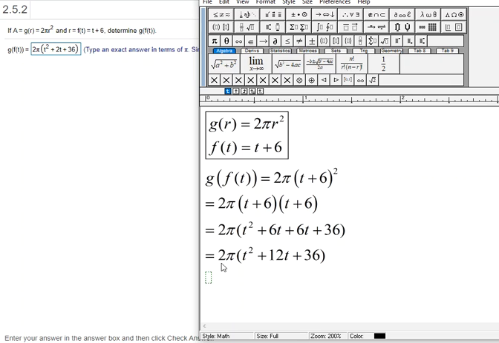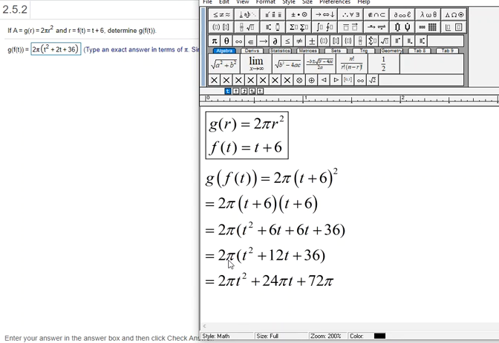Now, the final step is going to be distributing the 2 pi to all three of these terms. So we will have, I'm going to copy that just to make it easier, 2 pi t squared. 2 pi times t squared is 2 pi t squared. And then plus 2 pi times 12t, which will be 24 pi t. And then 2 pi times 36 will be 72 pi, because 2 times 36 is 72.